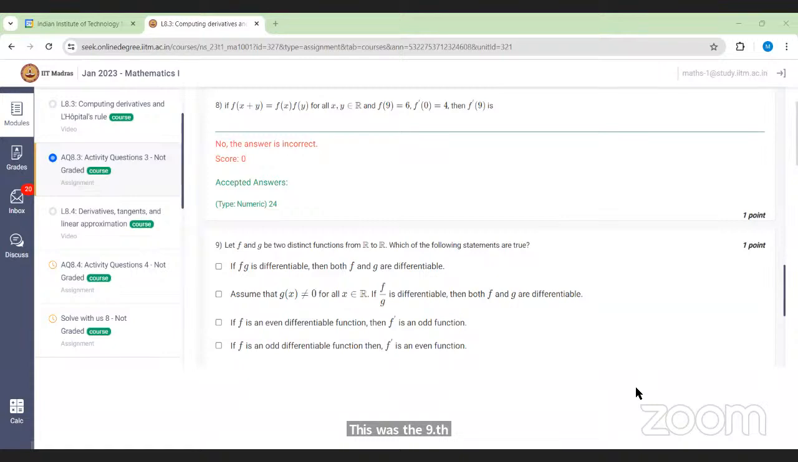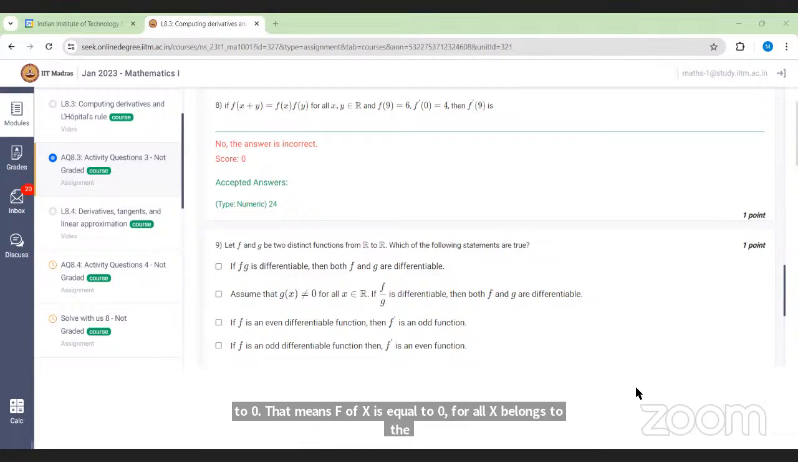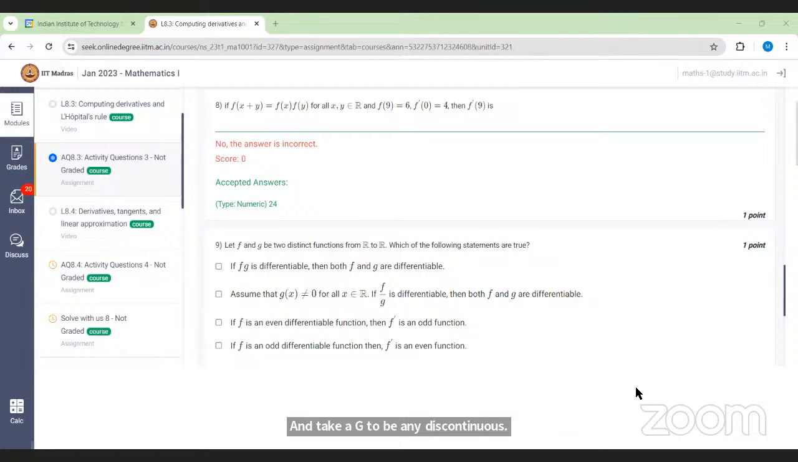Can you give any other example except x and 1 upon x to contradict option number 1 and 2? Yeah, you can take f to be the constant function which is equal to 0. That means f of x is equal to 0 for all x belonging to the real numbers. And take g to be any discontinuous function. I think that will work here also.